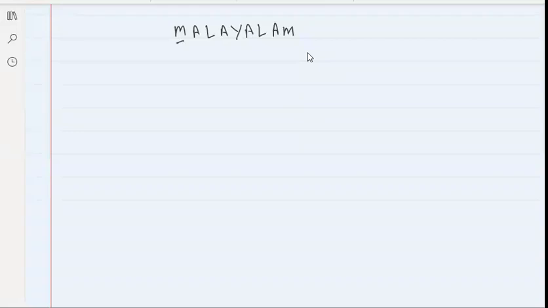So see, M 2 times, A 4 times, L 2 times. So total number is 9. So 9 factorial divided by 4 factorial into 2 factorial into 2 factorial. So this was case one. It was nine alphabets. Okay, you just made some mistake in counting the alphabets.